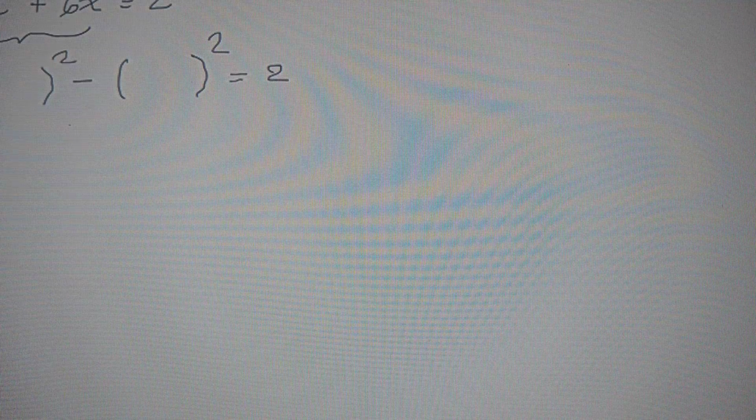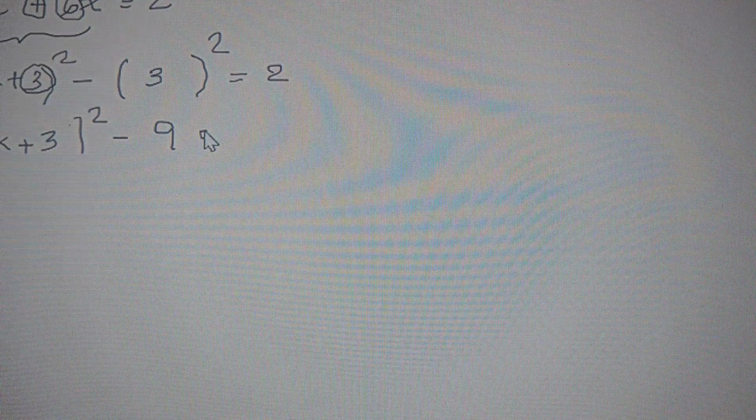So what do we have? We have the x, of course. We have that the sign is a plus, then it goes a plus here. And half of that coefficient, half of 6, is 3. And whatever you get here, it is exactly the same thing that you put here. So what do we have? We have x plus 3 squared minus 9 is equal to 2.